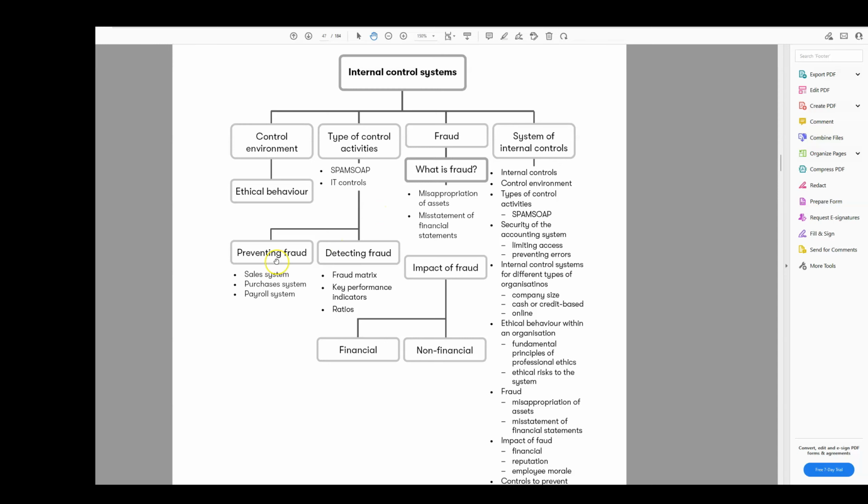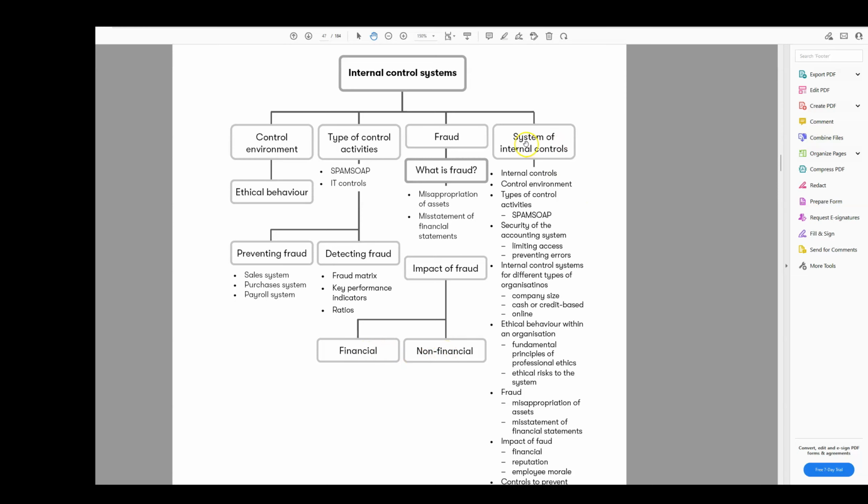Then we have preventing the fraud. We're going to look at a few areas. It's a sales system, then we have a purchase system, and we have a payroll system. Then we have detecting fraud. So we have a fraud matrix, key performance indicator, and the ratios. Impact of fraud, that we discussed before. Because of the fraud, there could be a financial impact and there could be a non-financial impact. So there could be a financial loss for the business and there could be a non-financial loss for the business.